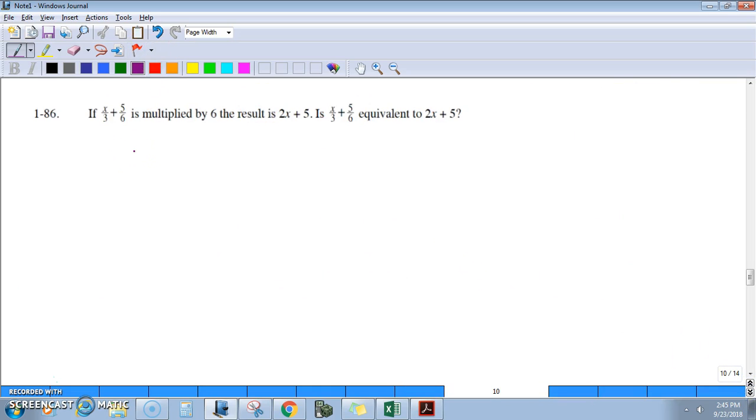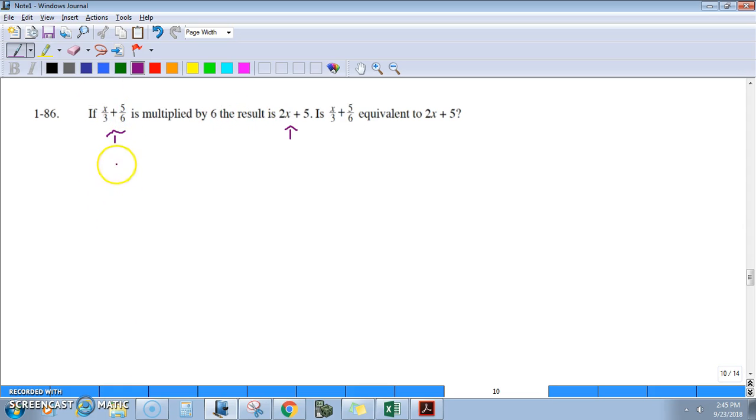All right, 86. If x over 3 plus 5 over 6 is multiplied by 6, the result is 2x plus 5. Is x over 3 plus 5 over 6 equivalent to 2x plus 5? So I looked at the hint for this one because I was trying to figure out how best to explain it to you guys, and the hint was really cool. The hint says, if you put in a value, like a number for x in each of these, do you get the same thing back, right?